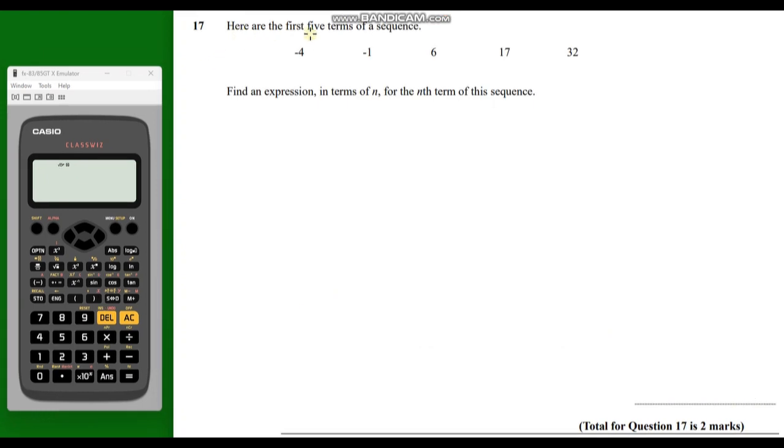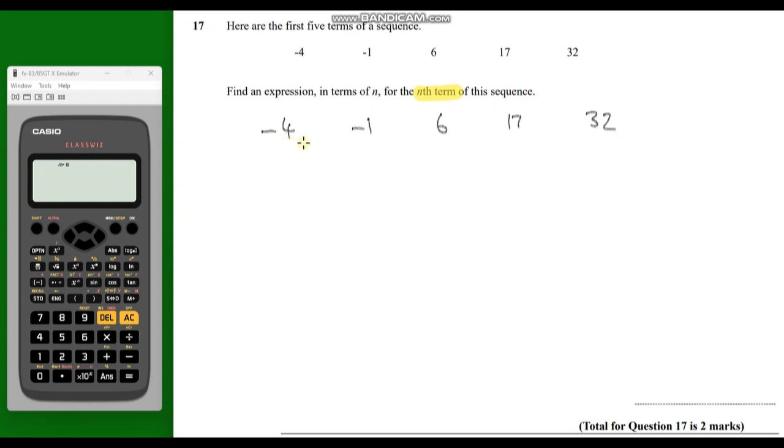Question 17. Here are the first 5 terms of a sequence. Find an expression in terms of n for the nth term of the sequence. So the first thing I'm going to do is just copy out the sequence again. So we've got -4, -1, 6, 17 and 32.